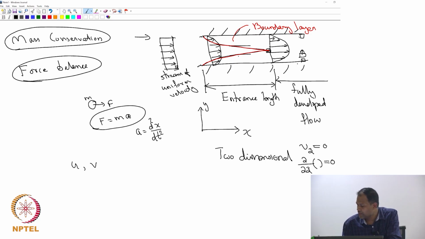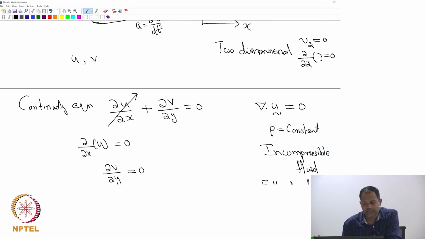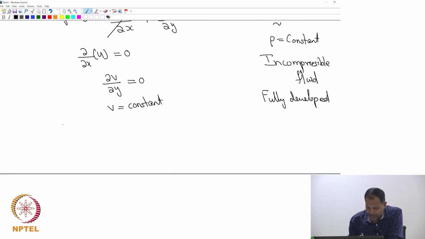Okay. So, what is that boundary condition? So, that is really a boundary condition, and that boundary condition is called, so the fact that v at walls is equal to 0 is called no penetration boundary condition.